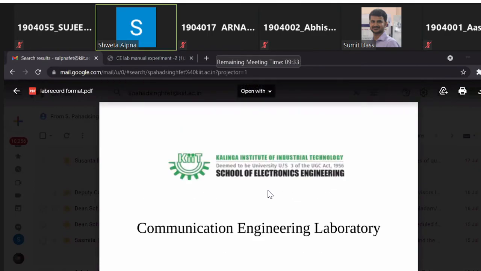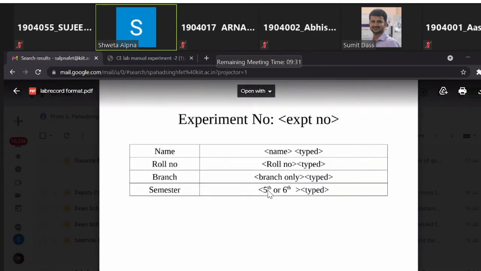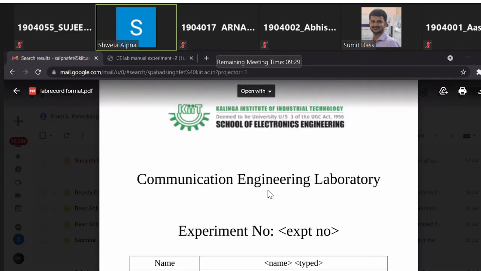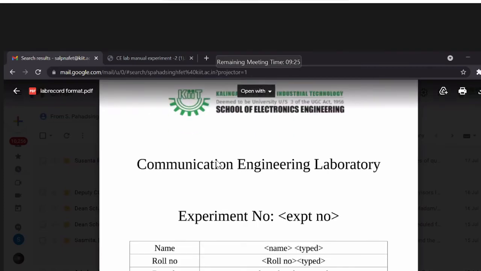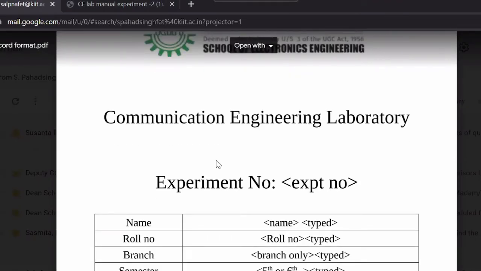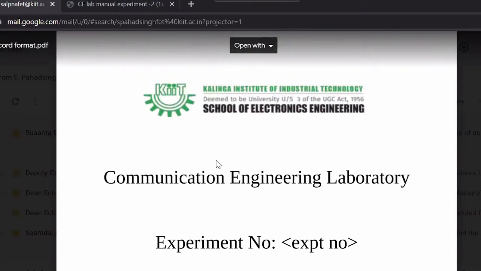Okay, students, so just have a look at the format. This is a common format for C lab. All these C groups, communication engineering groups, they have to write in the same format. So the first page you can see should be of this form, with the logo and everything. Whatever is there in the format, in exactly the same manner, you have to write your record.